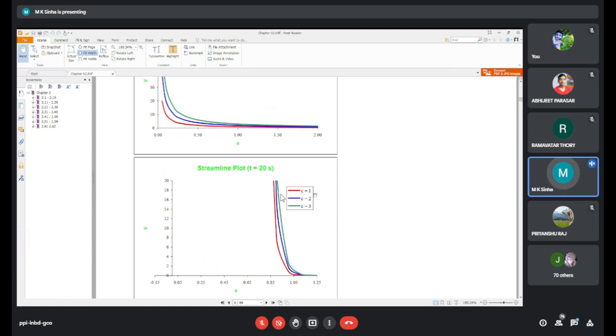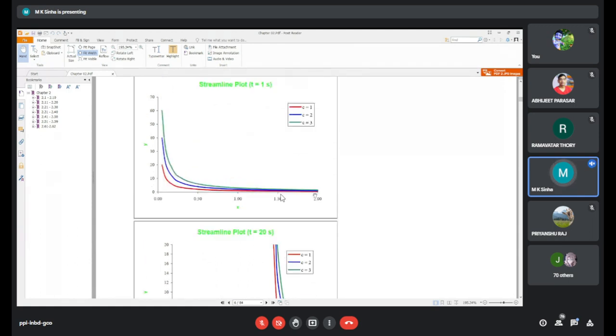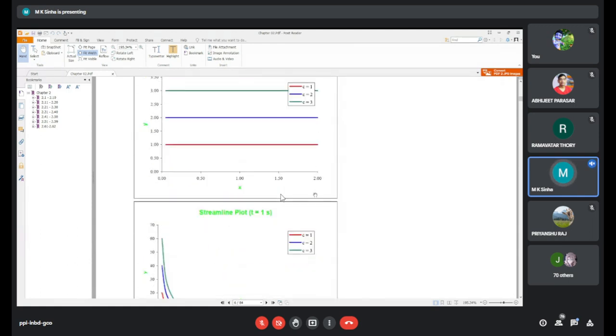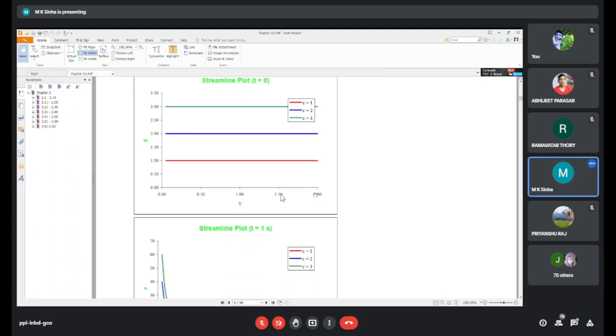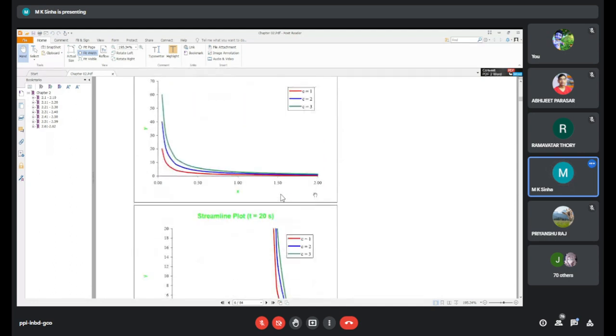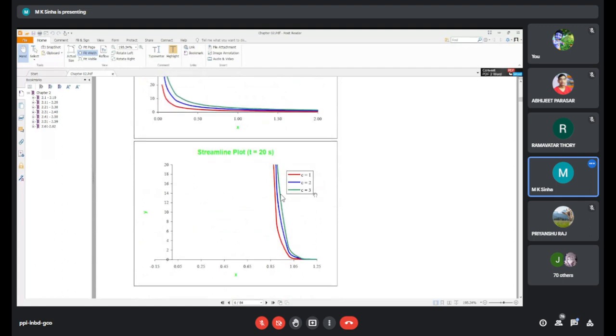So the constant values are assumed as 1, 2, 3, 1, 2, 3. That is the constant taken in the different time situations: t equal to 0, t equal to 1, and t equal to more than 1. Here it is taken as 20. That's all. The value I have already shown in the calculations.